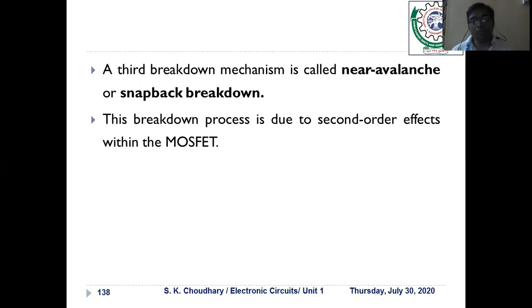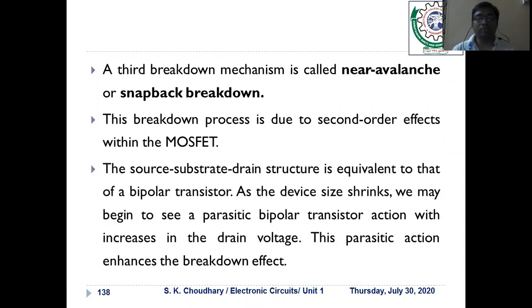We know that the MOSFET is a non-linear device. That's why in the current equation, ID is equal to Kn times Vgs minus Vtn, whole squared. So it follows the square law, and it is a non-linear device. That is also responsible for some second order effects. So this breakdown is mainly due to the second order effects.